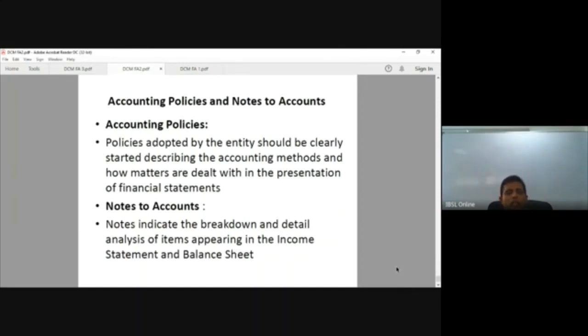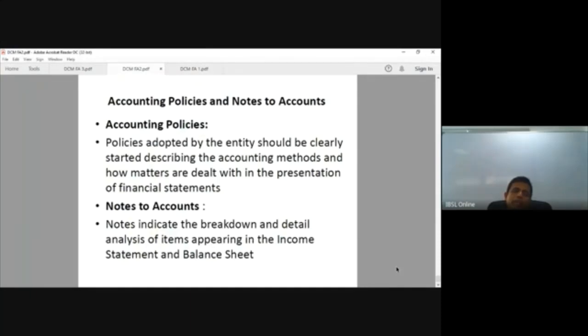Then the final two things are accounting policies and accounting notes. Accounting policies means the policies or concepts based on which you prepare the financial statements. For example, say if you take depreciation.